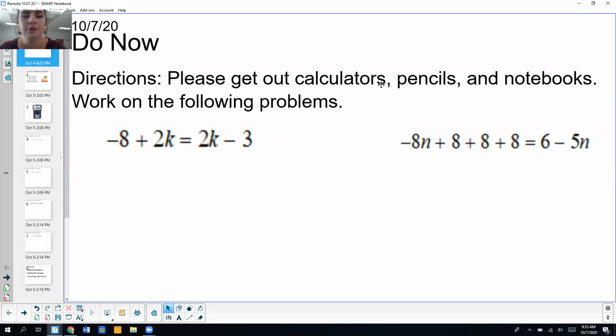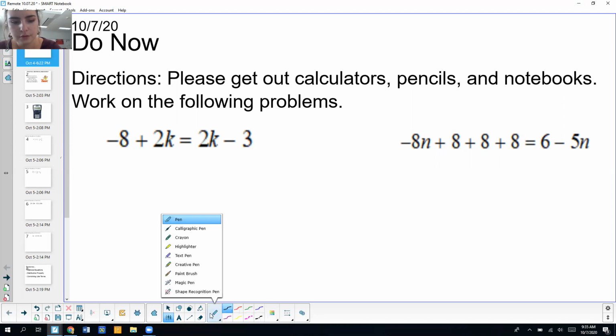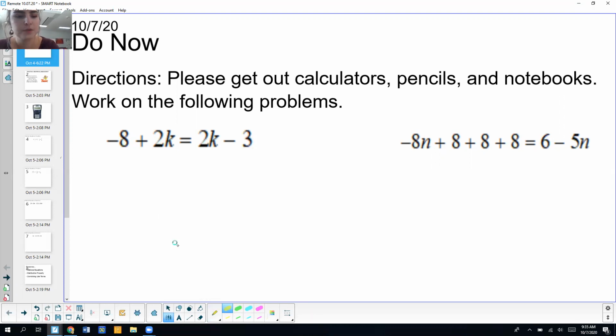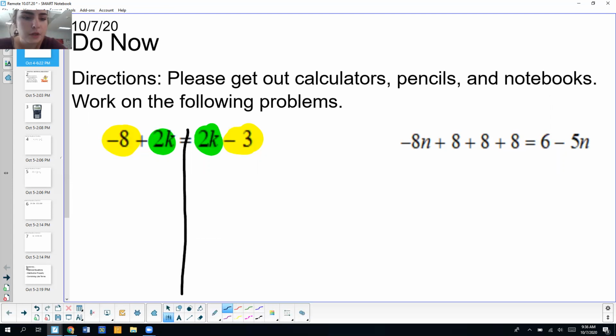So please get out your calculators, pencils, notebooks, and work on the following problems. This first one says -8 plus 2k equals 2k minus 3. Now, if we highlight our variable terms and highlight our constant terms, we can start solving. So I'm going to do that first. I'm going to draw my line down the middle. Everything's simplified on both sides. I can't combine any like terms.